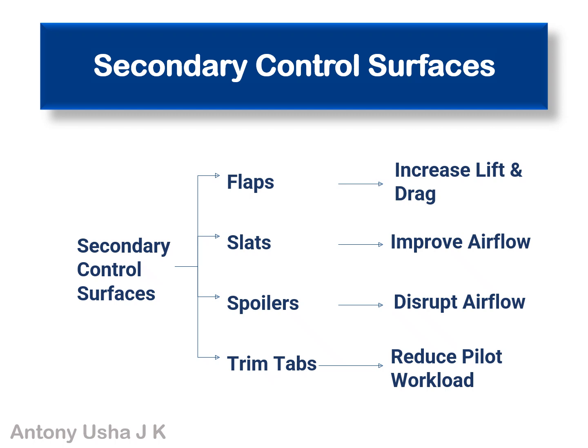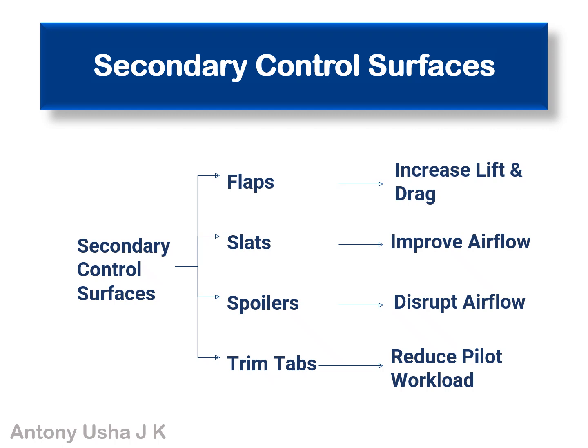Spoilers. Spoilers are panels on the top surface of the wing that disrupt airflow when deployed. This reduces lift and increases drag, helping the aircraft to slow down or descend more quickly. They are more commonly used during landing. So this is used to disrupt the airflow.